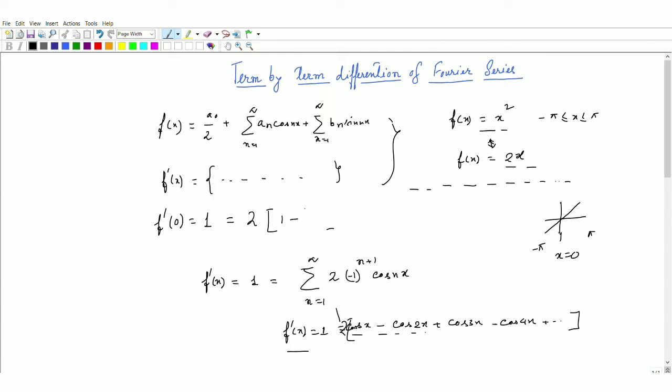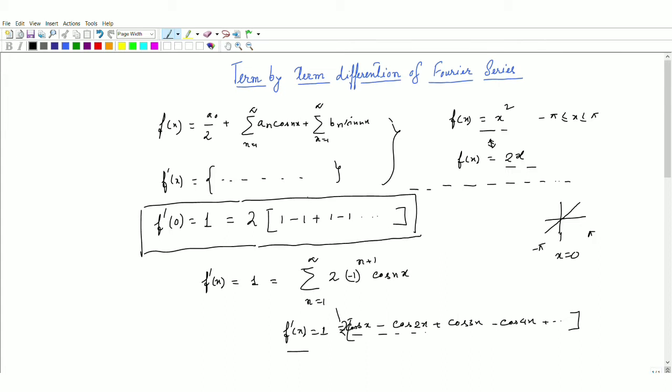1 minus 1 plus 1 minus 1, like this. So here if you see, in this relation, left hand side it is coming 1, and in the right hand side the series is converging to nowhere. It is not a convergent series, it is a divergent series. Here 1 minus 1 plus 1 minus 1, it is non-convergent. But in the left hand side we are getting 1. Okay, so this is not something acceptable.